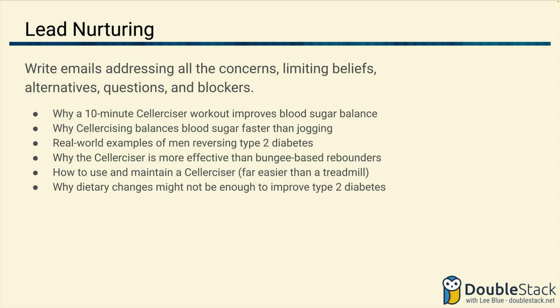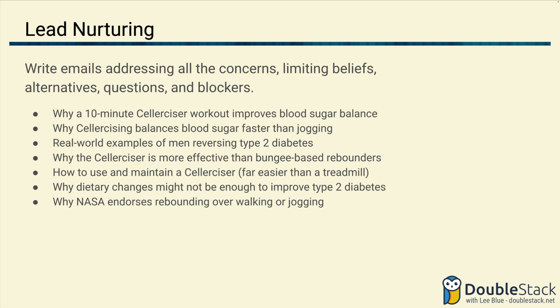Why dietary changes might not be enough to improve your type 2 diabetes. So this is going to be more about your metabolic state and stuff like that. So it's a little bit more nutrition, diet, and whatever, and how Cellercising helps improve all of that stuff. Then I'm going to get into some of that curiosity hook stuff, why NASA endorses rebounding over walking or jogging. I might send 5, I might send up to 14, which would be like 2 weeks worth of emails.